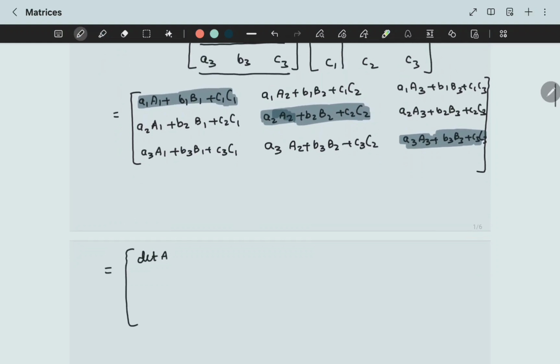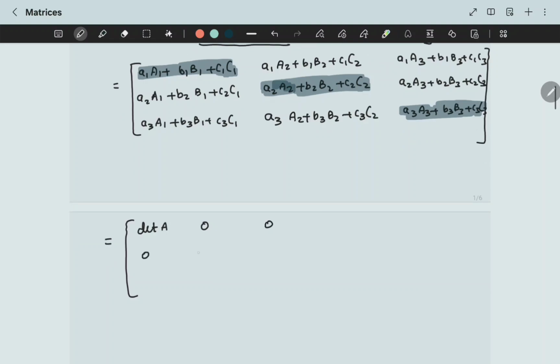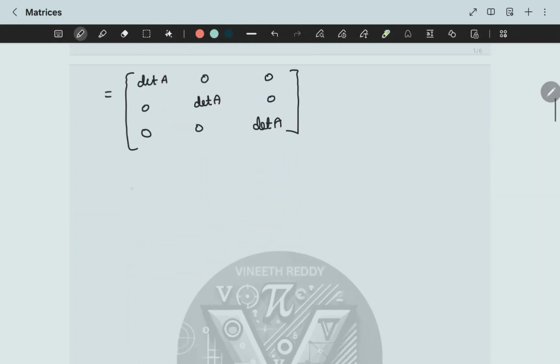Now what about the remaining cases wherein we multiply elements of a row with cofactors of some other row or some other column? We will be getting 0. Now this is a property, okay, so you can remember this. So we will be getting determinant of A 0 0, 0 determinant of A 0, 0 0 determinant of A. Now since it's a matrix, we can take determinant of A common, and what will be remaining is 1 0 0, 0 1 0, 0 0 1.